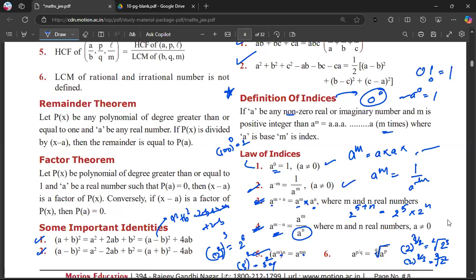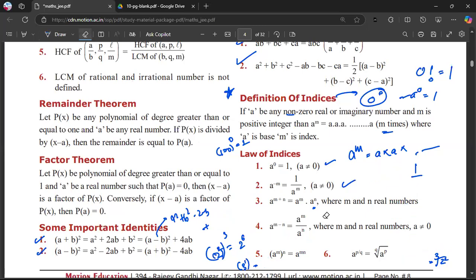Understood? Yes, sir. So these are the laws of indices. Please learn them. Don't cram them, just understand them. You'll be able to learn them easily. Correct?